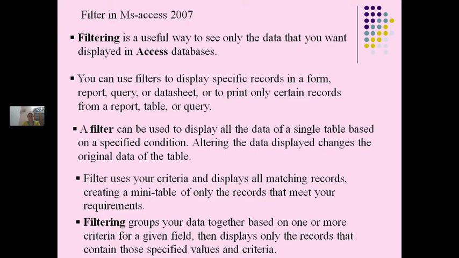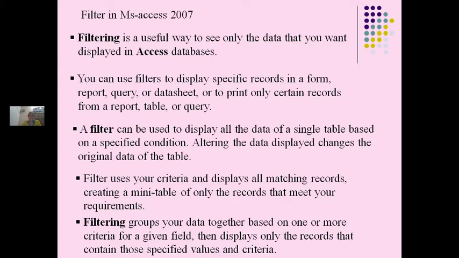Okay, students, what is a filter? Filtering is a useful way to see only the data that you want displayed in an Access database. The word filter itself makes you understand: filtering is gathering the common data which you want, and hiding the data which you don't want, depending upon the criteria. You show the data you want to gather and hide the data you don't want to display in the reports.